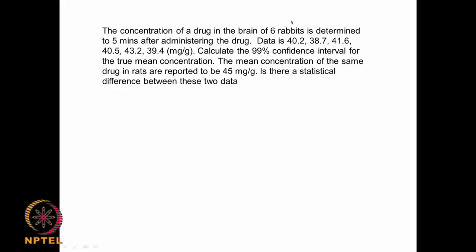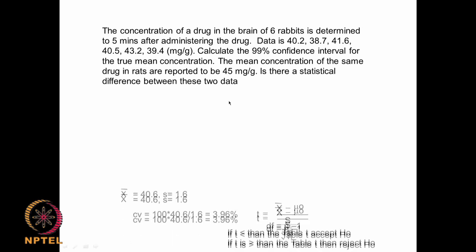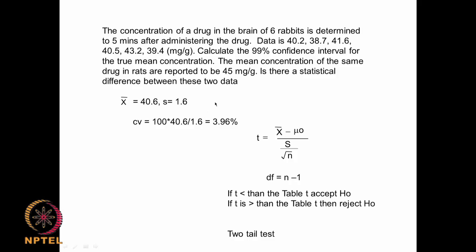So we can calculate x bar from this data. Then for 5 degrees of freedom with 99% confidence, from the table we can calculate t, and then we can calculate the standard error, that is s by square root of n, that will give you my confidence limit, right. Okay, then the second part of the problem.